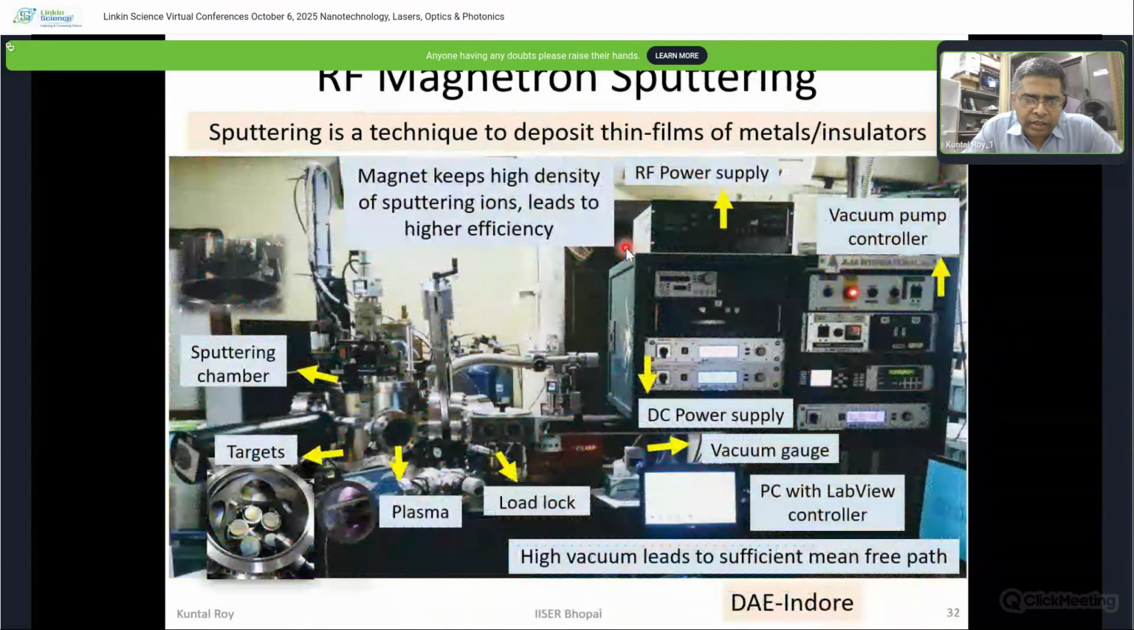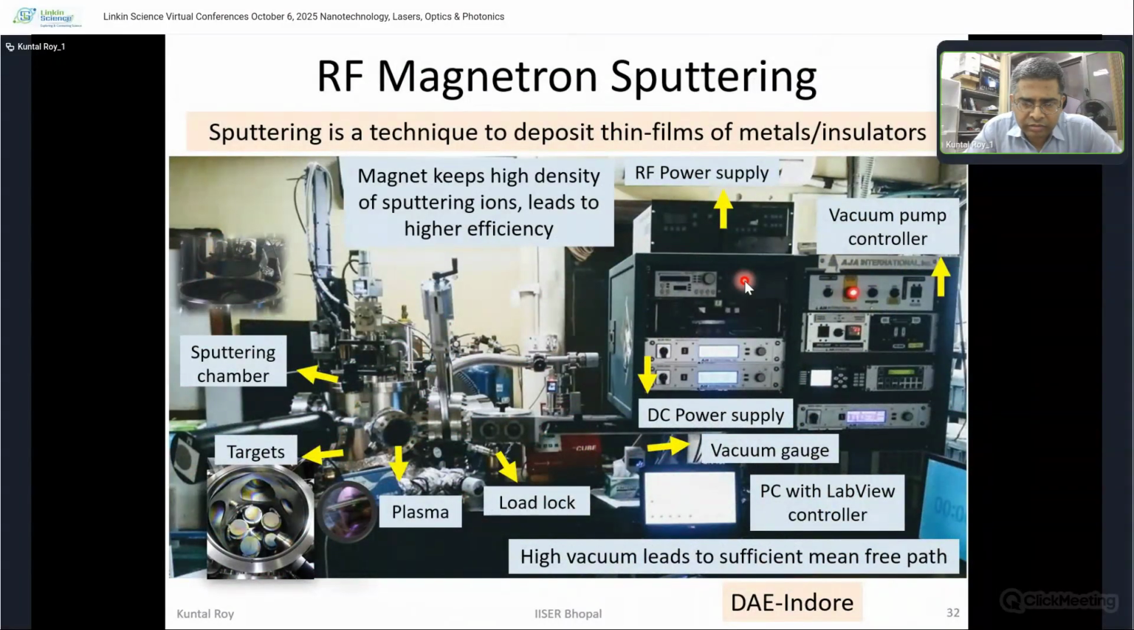Here is the sputtering machine that we have used. There is a vacuum chamber that can go down to about 10 to the power minus 7 torr. There is a DC power supply and RF power supplies, which are useful for depositing metal and insulator respectively. And there is a LabVIEW controller with a PC that can control this process.